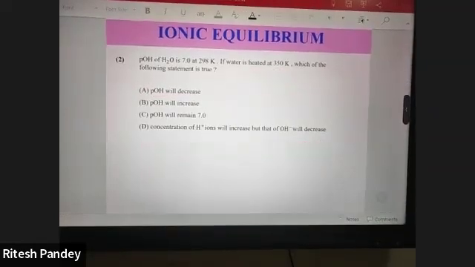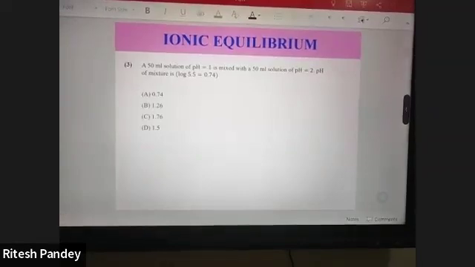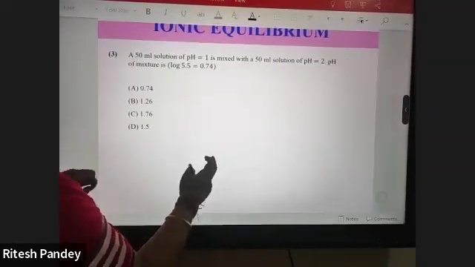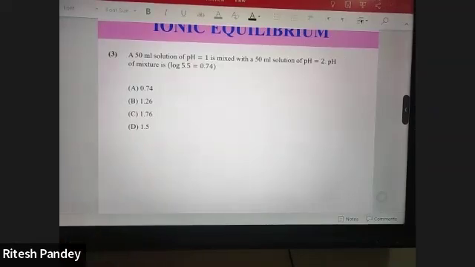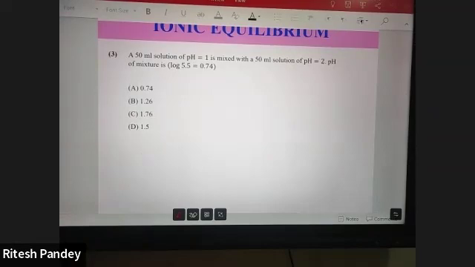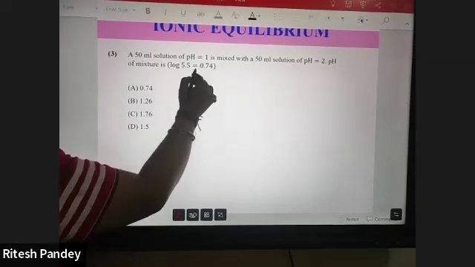Question 3. Yes, please. Question 3. 50 ml of pH 1 with 50 ml of pH 2. What's the pH of the mixture? Come on. Who has solved it? Bombay. I guess it's Mehul again. I want to hear from more people.